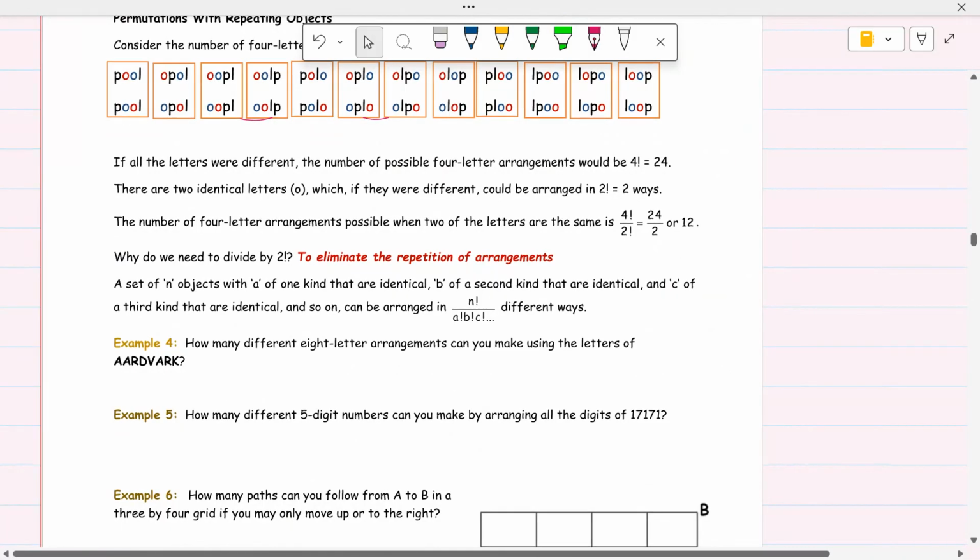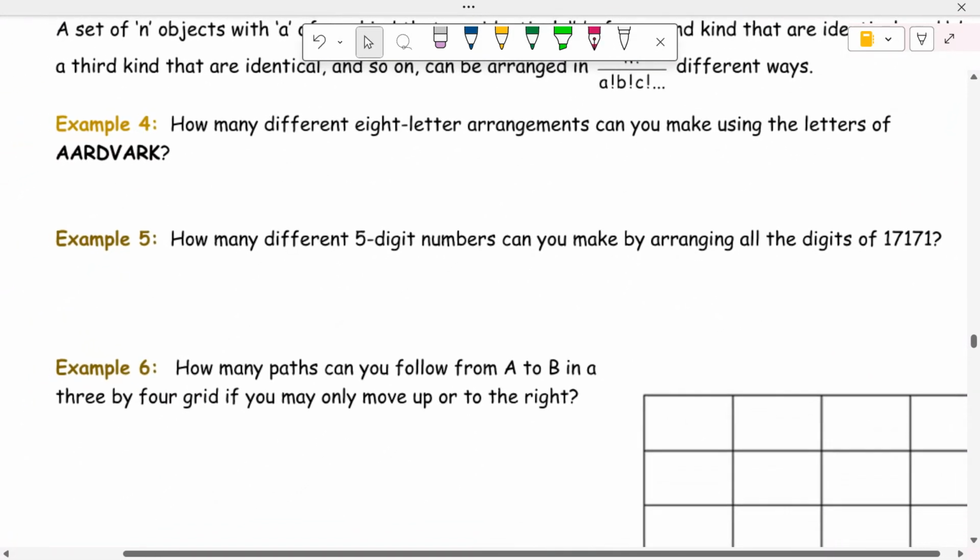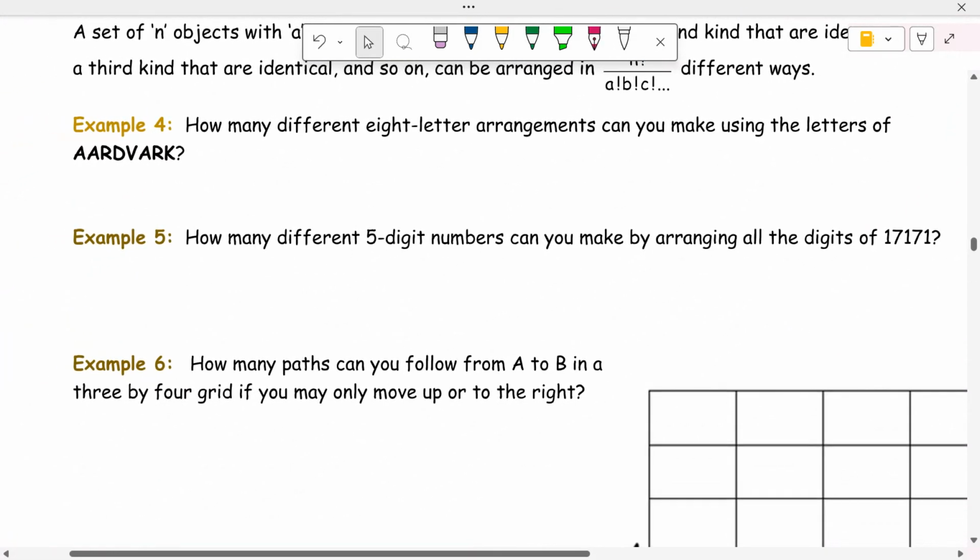To eliminate the repetition of arrangement, you just divide by the repeating objects. If there are 3 repeating objects, you divide by 3 factorial. If there are 5 repeating letters or objects, you divide by 5 factorial. So I'm just going to do a couple really quick with you, because again, they don't make it harder, it's a remembering thing.